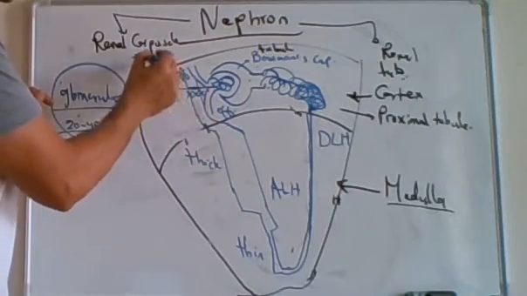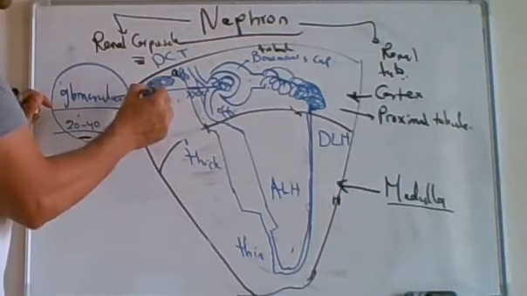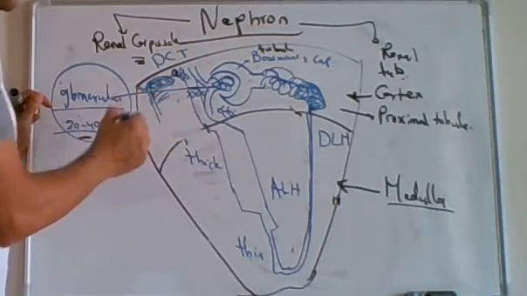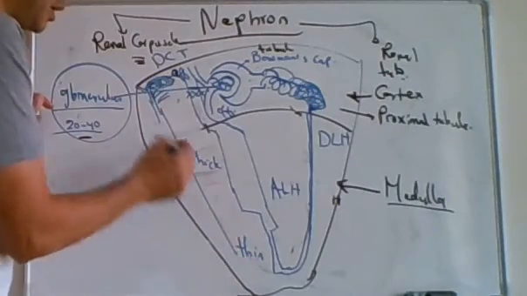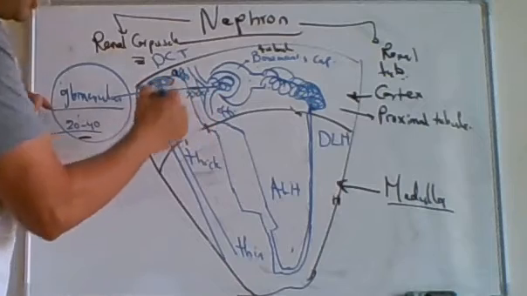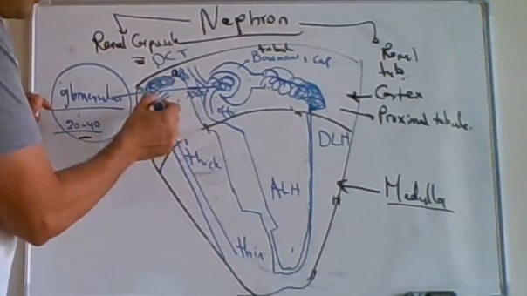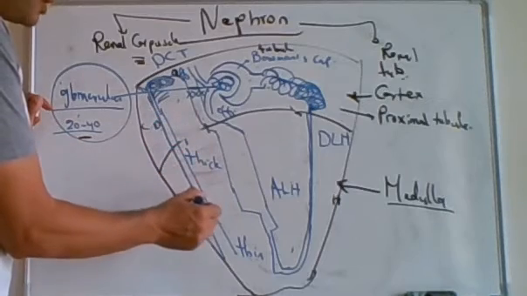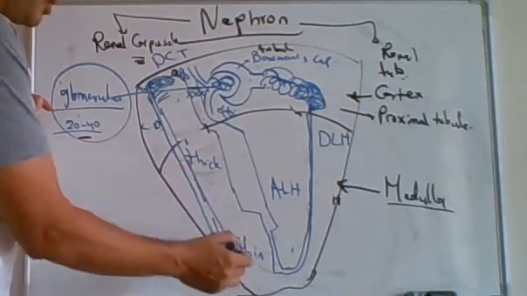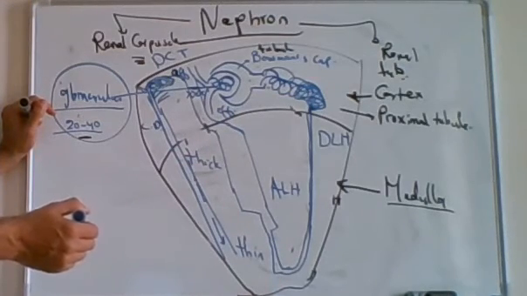Then we have the distal convoluted tubules, which unite together through connecting tubules to form the collecting duct. The collecting duct is part of the distal tubule, and it moves from the cortex back to the medulla in order to pass the urine to the minor calyx, then to the major calyx, then to the renal pelvis, and to the ureter.